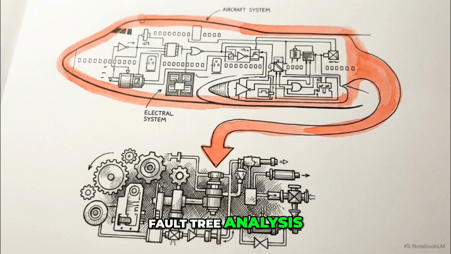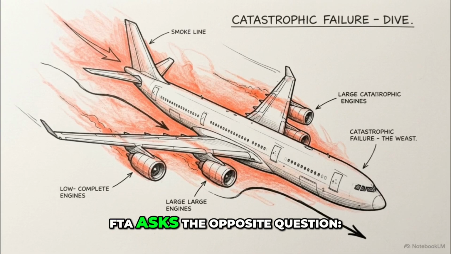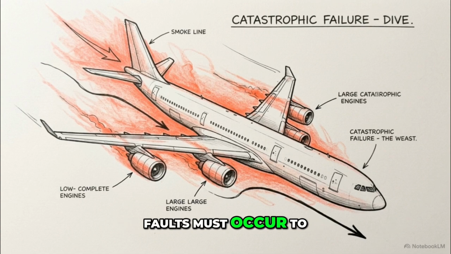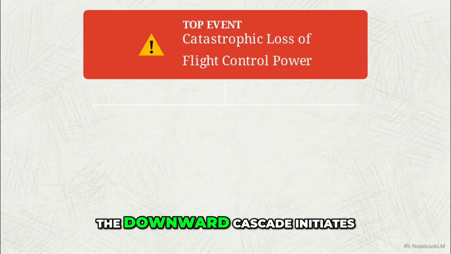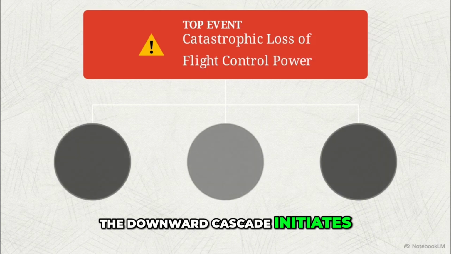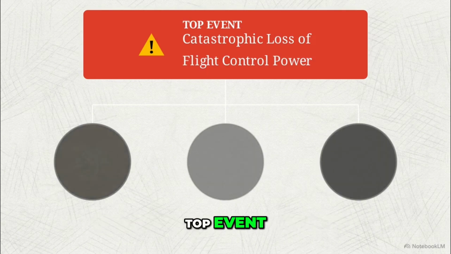Fault tree analysis, or FTA, is the deductive top-down counterpart to FMEA. FTA asks the opposite question: what exact combinations of faults must occur to cause a specific disaster? This diagram establishes the top event. Here it is the catastrophic loss of flight control power. From there, the downward cascade initiates. Engineers logically deduce what immediate failures trigger the top event.